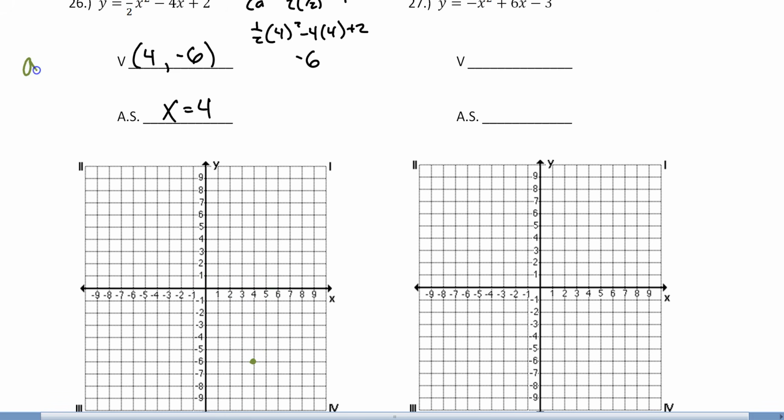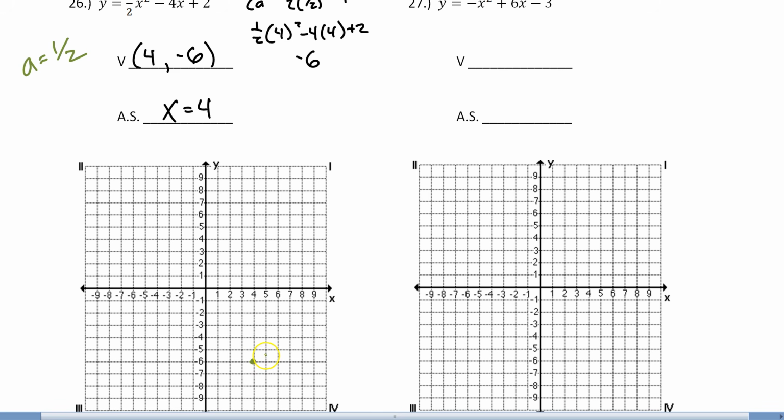And then the a value on this one is 1/2, which means this thing opens up. And if you remember, our standard shape for this thing is over 1 up 1 from the vertex, over 2 up 4 from the vertex, over 3 up 9. It's that squaring pattern: over 1 up 1, over 2 up 4, over 3 up 9, over 4 up 16. But then we do half of all those.